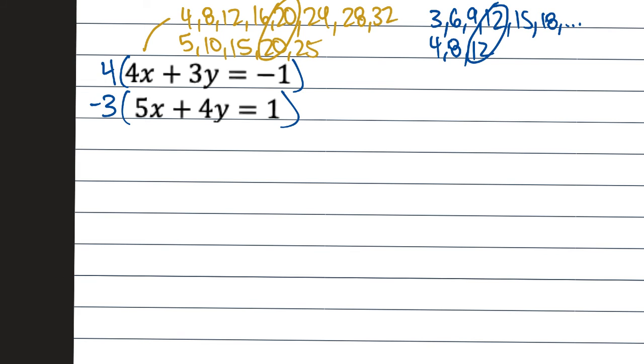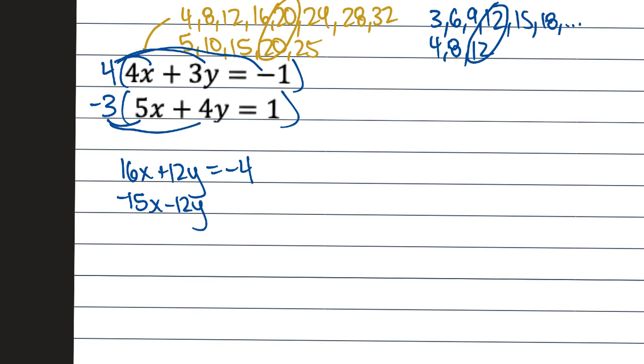So then I'm going to multiply everything in the top equation by 4. So 4 times 4x is 16x. 4 times 3y is 12y. And then 4 times negative 1 is negative 4. Doing the same thing, but multiplying the bottom by negative 3. Negative 3 times 5x is negative 15x. Negative 3 times 4y is negative 12y. And negative 3 times 1 is negative 3.